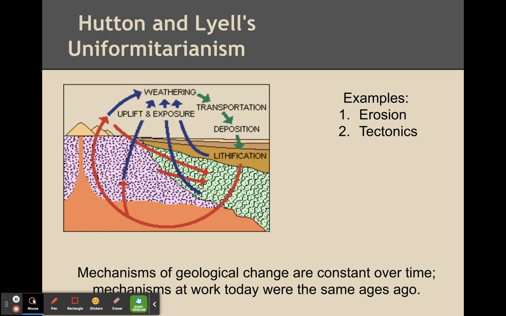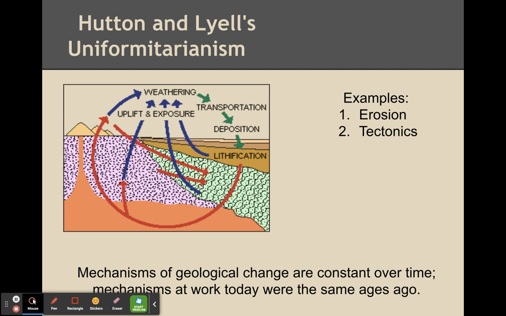Okay, related to stratigraphy is Hutton and Lyell's theory of uniformitarianism. What this means is that mechanisms of geological change, so things that changed relating to the geology of our planet, are constant over time. Things that happen today are pretty much the same as things that were happening years ago, right? So earthquakes have always existed. Volcanoes have always existed. That's why I wrote here tectonics, right? So plate tectonics have always occurred or interacted in the exact same ways, right?